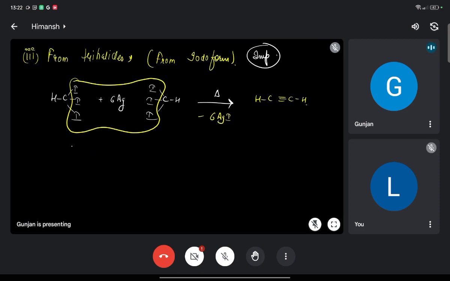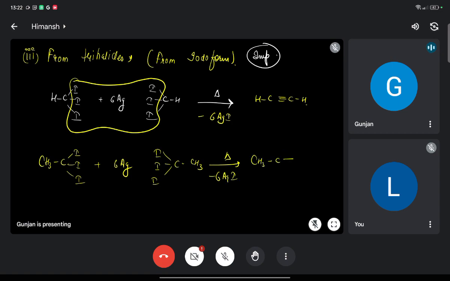Similarly, let's say we have CH3, C, I3. Similarly, we again take Ag, 1, 2, 3, and C, CH3. Heat it, 6 AgI will eliminate out and we will get CH3 C triple bond CH.